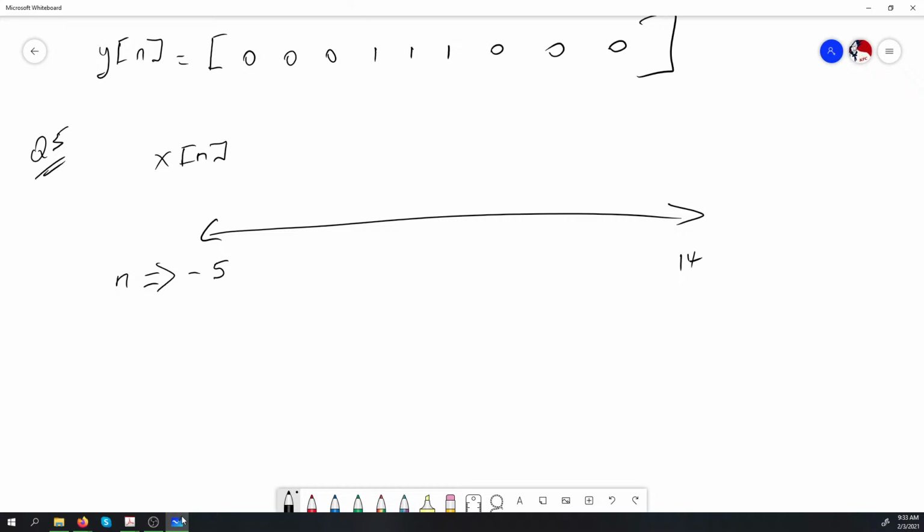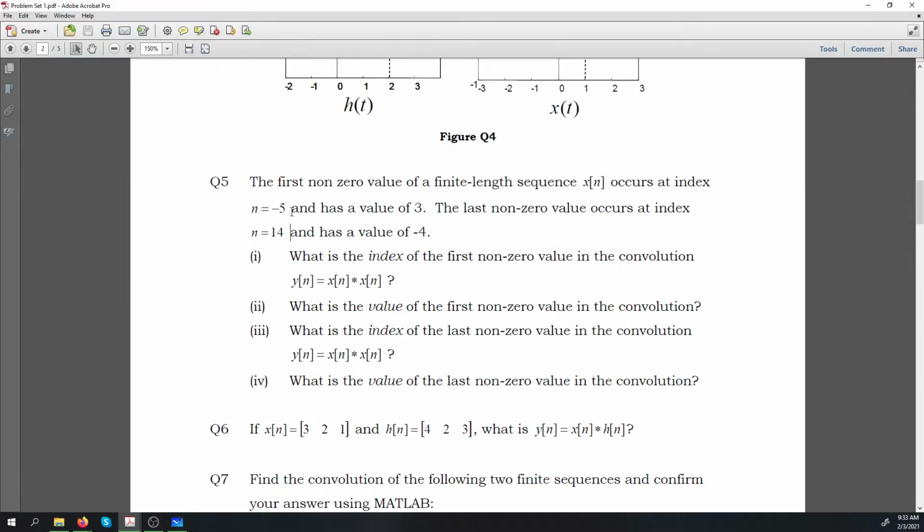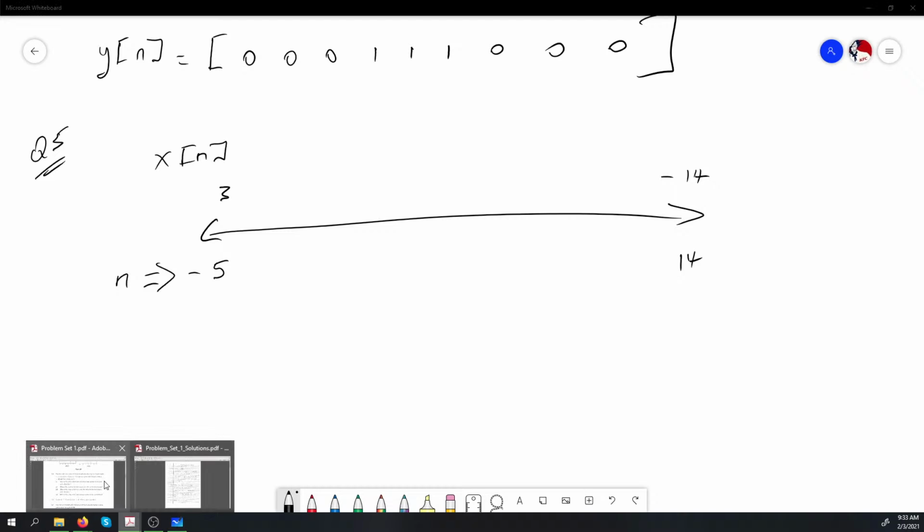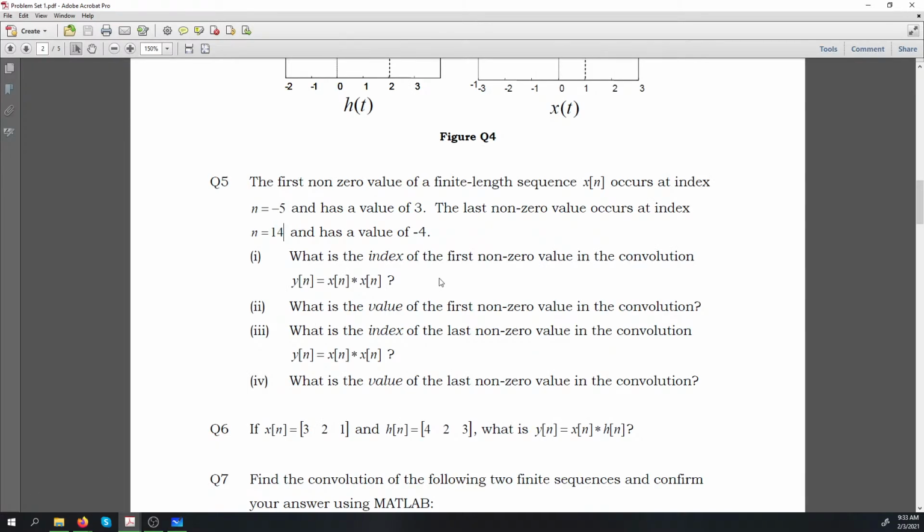And then x of n here for n equals -5 has a value of 3. And then for 14, we have a value of -4. So let's put this in as well, 3 and -4. And the question asks what's going to be the index of the first non-zero value in the convolution y of n, x of n star x of n. Okay.